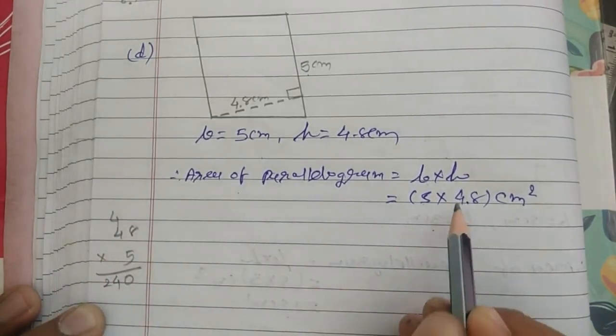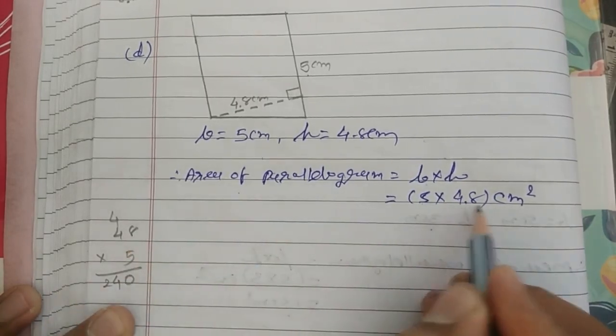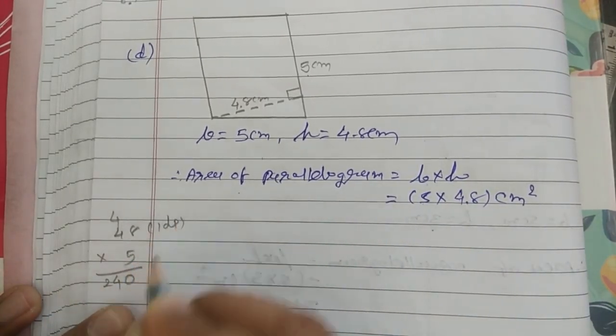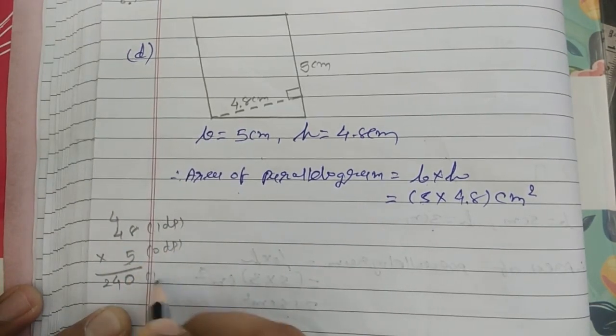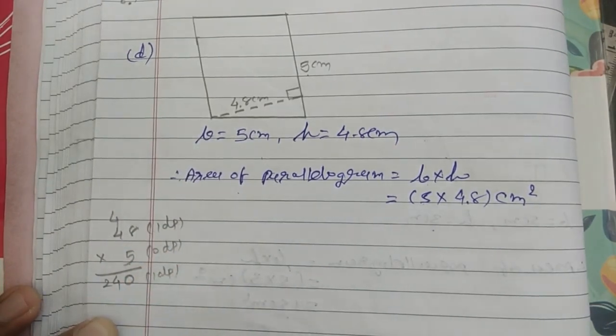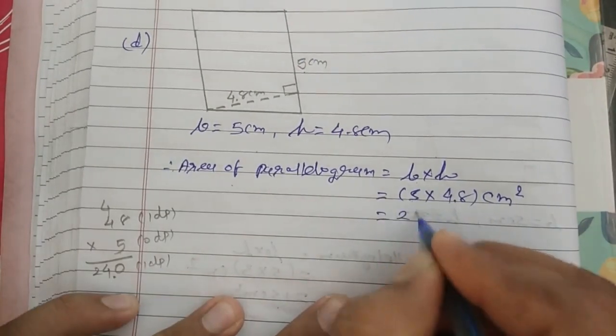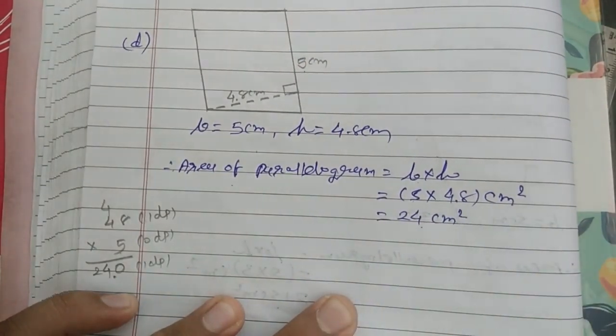So here we know that in 4.8 there is 1 decimal place, and in 5 there is 0 decimal places. 1 plus 0 is 1, so our answer will come in 1 decimal place. Therefore before 0 we will put the decimal point, therefore our answer is 24.0. So that is equal to 24 centimeter square.